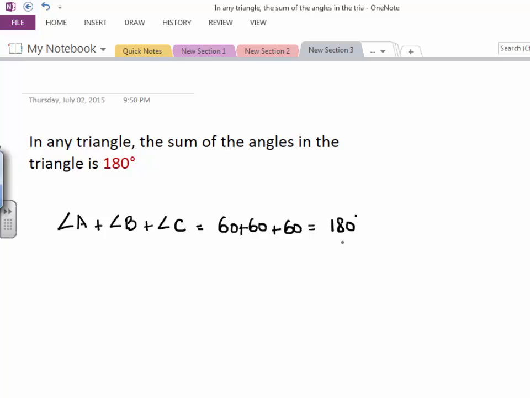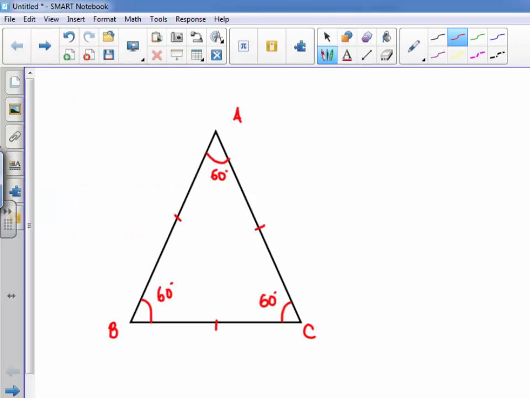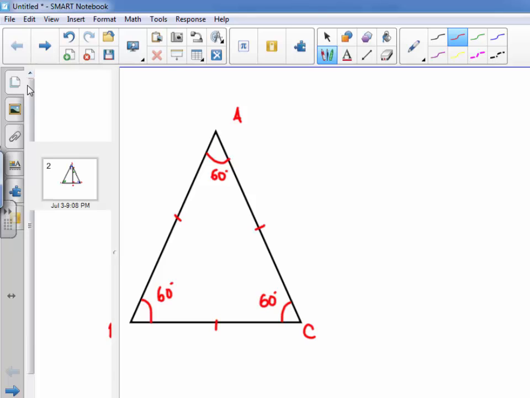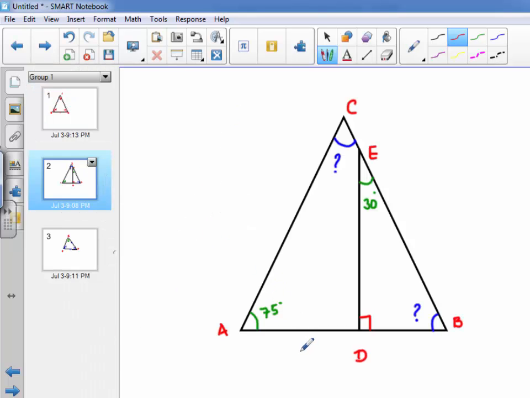What about any triangle? Any triangle, even if it's an isosceles triangle or any kind of triangle, again the sum of the three angles has to equal 180 degrees. So let's see an example where we need to find some missing angles. We have triangle ABC. Angle A is known, 75 degrees, and there is a perpendicular ED, and there is a small angle here, DEB, equal to 30 degrees. The question is: find angle C, and we need to find angle B.